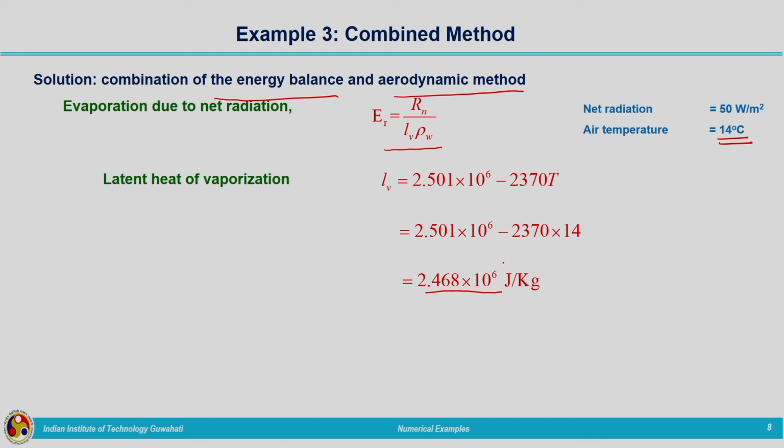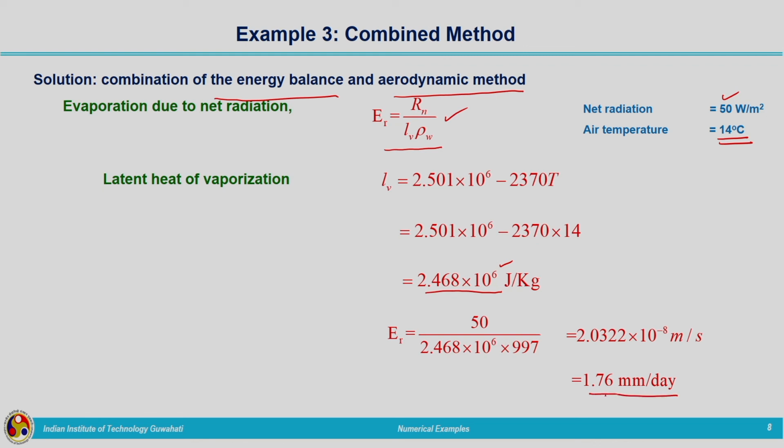Now, you can substitute this LV and also Rn in this particular equation. We can get the evaporation due to net radiation. This is calculated as 1.76 millimeters per day. This is the repetition of the first example, same method, only slight changes in the numerical values.